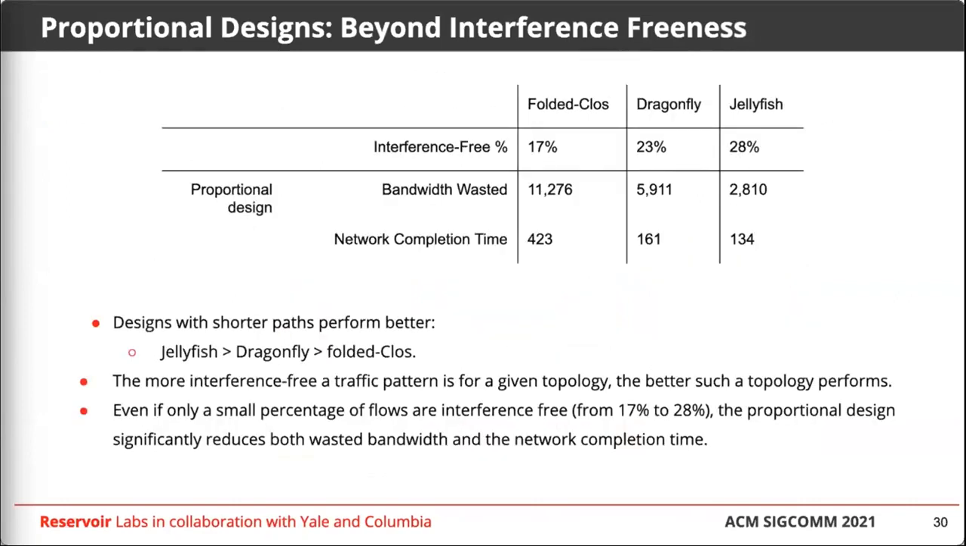We can also use our framework to compare different topologies. When using the proportional design and controlling for total capacity, we find that the jellyfish topology wasted less bandwidth and finished the transmission faster than the folded Clos and dragonfly topologies did. And actually, a topology's performance seems to be correlated with how interference-free the traffic pattern is for that topology, even though none of them are actually fully 100% interference-free. And this suggests why it might be wise to choose a class of topology that has a lot of path diversity, like a jellyfish, because with the right design, you can squeeze a lot of efficiency out of them.